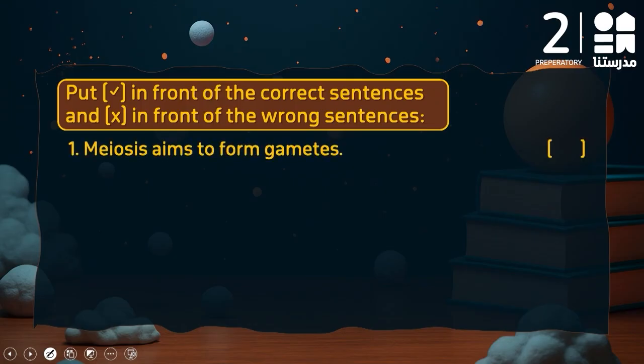Meiosis aims to form gametes. This is correct. What is the importance of mitosis and meiosis? What's meant by mitosis and meiosis? Mitosis is a division that happens in a somatic cell, except red blood cells because they don't have a nucleus, and nerve cells because they don't have a centrosome. Meiosis division happens in reproductive cells, such as the testis and ovary, or the anther and ovary. That is in humans and animals, and here in plants.